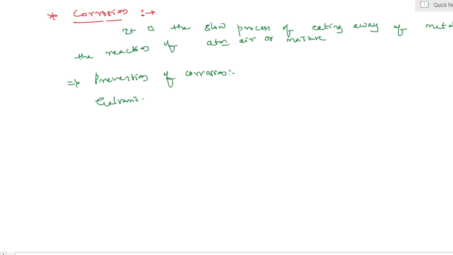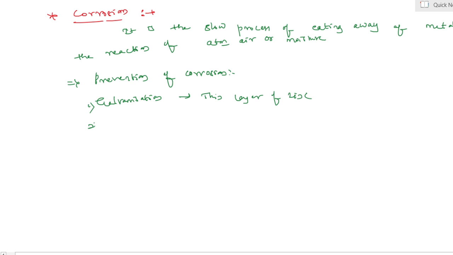Galvanization. First prevention method is galvanization. The process of coating iron and steel object with a thin layer of zinc is called galvanization. Yes, what is meant by galvanization? The process of coating of thin layer of zinc is termed as what? The process of galvanization. It is done by dipping the object in molten zinc. The galvanized article is protected against rusting even if the zinc coating is broken.